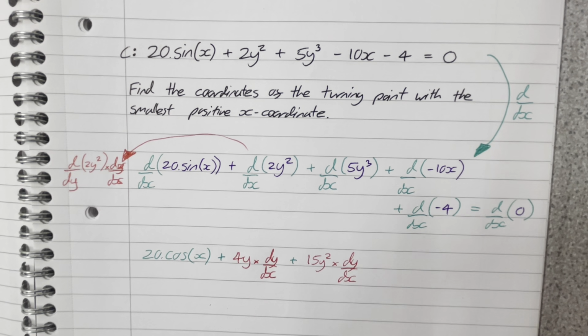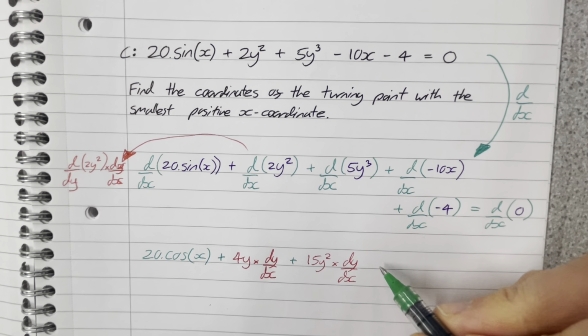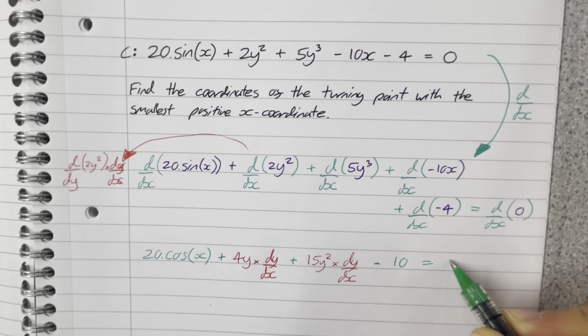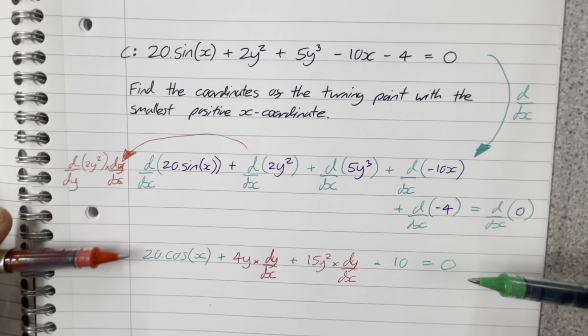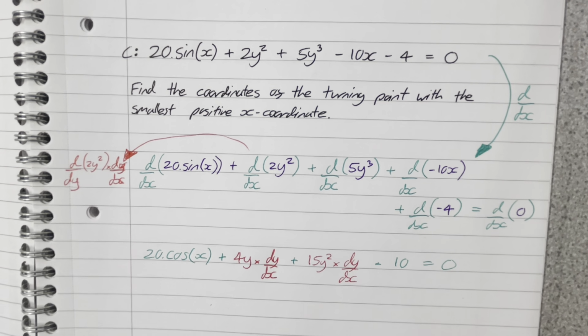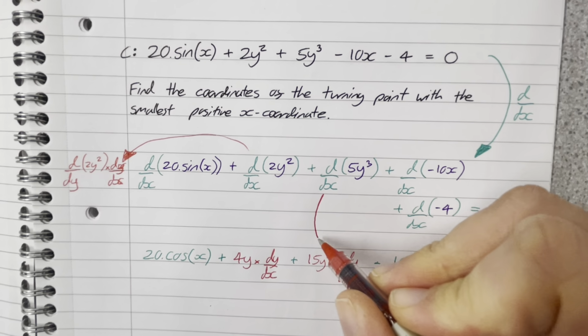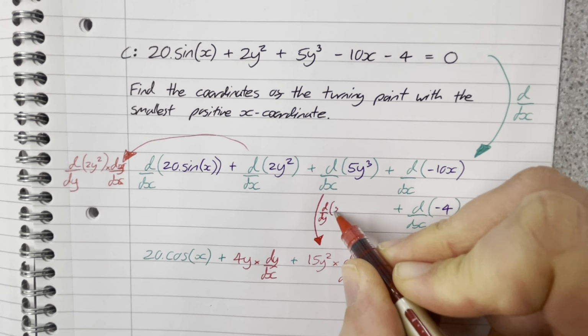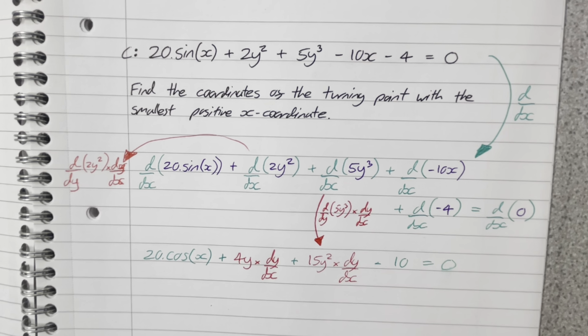And the other three terms are nice and straightforward. The minus 10x will differentiate to minus 10, the minus 4 will go to 0, and the 0 remains at 0. There we go. So that is implicit differentiation in action. And we've done the same thing here as we did to the first term. We differentiate it with respect to y. So we differentiate 5y cubed with respect to y and times it by dy by dx. And that gives us this term.